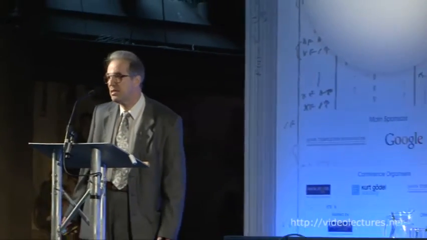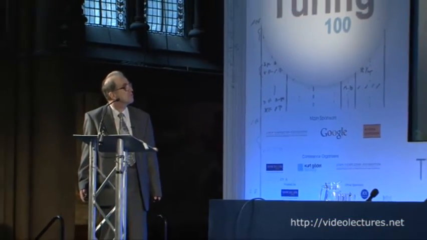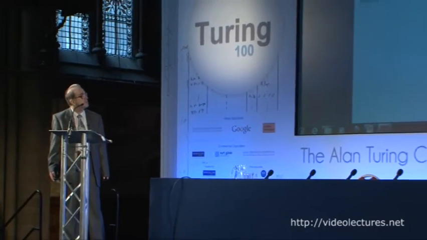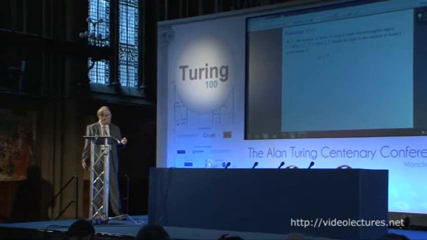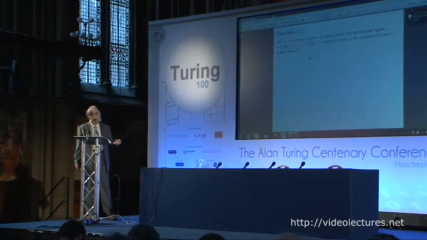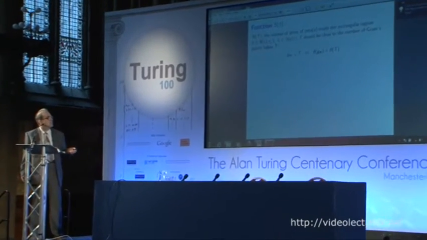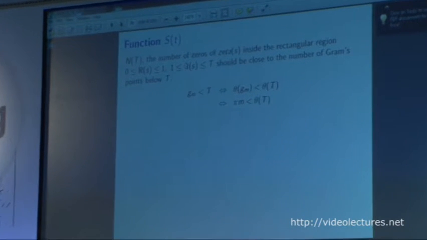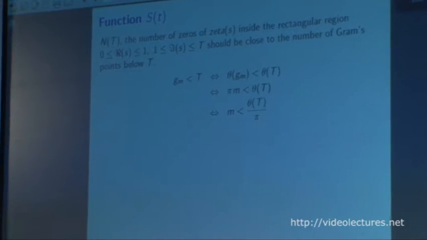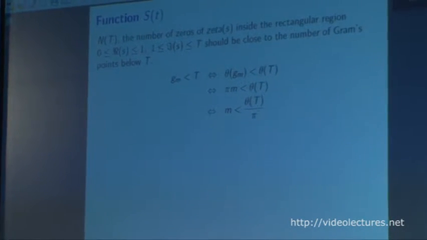So, if we believe in Gram's law, then the number of zeros should be approximately equal to the number of Gram points below a given limit. And this number is easy to calculate. Function theta is monotone, so we can rewrite it in this way. By definition of Gram points, this is just pi multiplied by m. So this is equivalent to such an equality. So the number of Gram points is approximately this ratio.